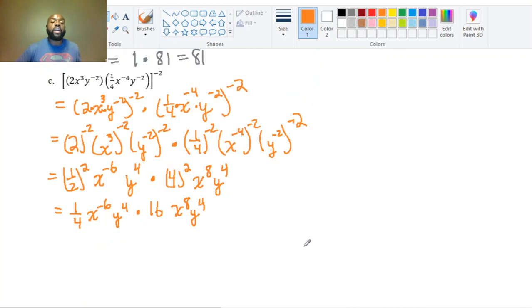Now what I'm going to do here is I know that 1/4 times 16, that's 16 divided by 4, that's a 4. I have here an x to the negative 6 and an x to the 8th. I add those exponents together because that's a product rule. Negative 6 plus 8 is x squared. Here I have a y to the 4th times a y to the 4th. I get y to the 4 plus 4, which is 8th.